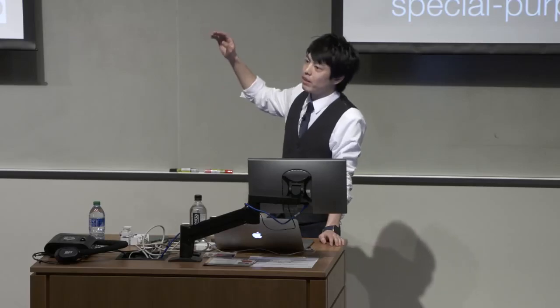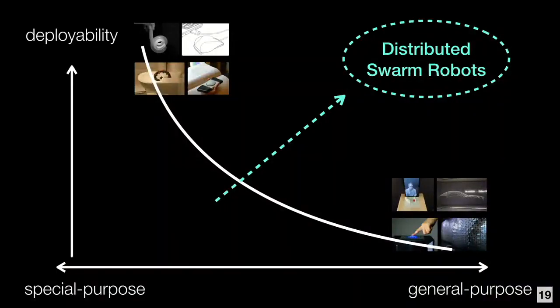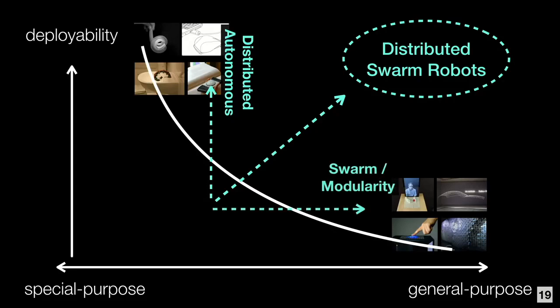I believe distributed swarm robots can be one of the promising approaches to achieve this goal, because the distributedness of these swarm robots can be easily deployed into existing environments, and the swarmness or modularity of these robots can be used for many applications. For example, if these robots can collectively and autonomously deploy, move, and transform in an existing environment, we can probably achieve this goal. That's one of the motivations for taking this approach.